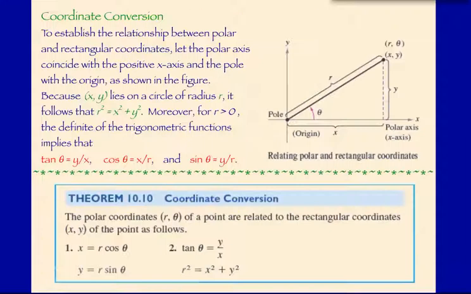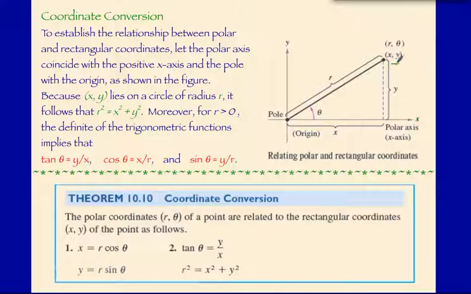Now that we have just fallen in love with these new polar coordinates, let's practice converting from polar coordinates to rectangular and back again if we'd like. To establish the relationship between polar and rectangular coordinates, let the polar axis coincide with the positive x-axis. So our polar axis, we're going to call that the x-axis. And of course, let the pole be on the origin, as shown in this figure.